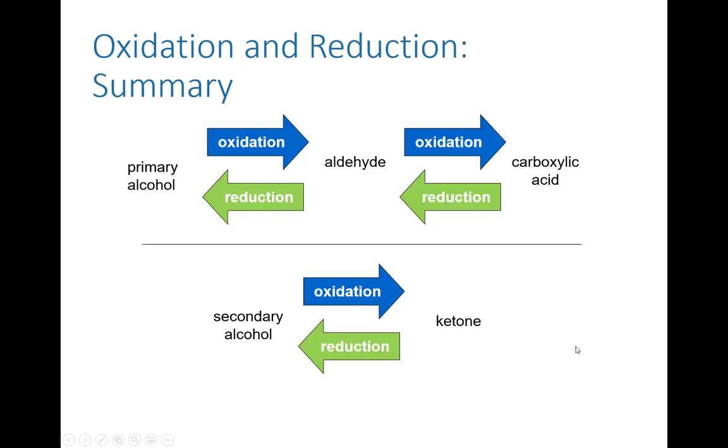So let's take a look at a summary of the reactions that we just looked at. Again, primary alcohols can be oxidized to aldehydes. This is again that arrow with a letter O above it. Aldehydes oxidize to carboxylic acids. And then the reverse are reductions. Secondary alcohols will oxidize to ketones. Ketones reduce back to the same secondary alcohols.